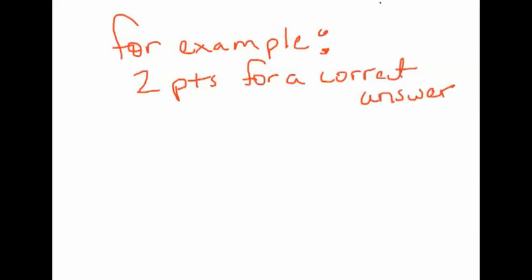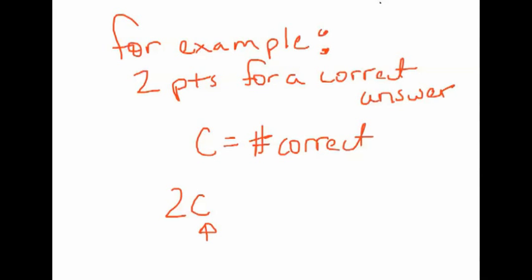So for example, if you get 2 points for each correct answer on a test, what would your score be in terms of correct answers? Well, it's going to be 2 points for each correct answer. So if you say C is the number of correct answers, then 2 times C is going to give you your score. So C is the variable, it's the unknown. You have to figure out how many correct answers there were.